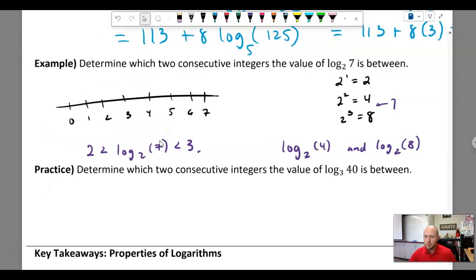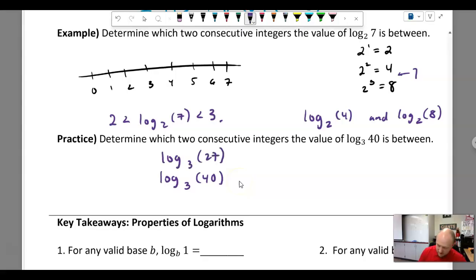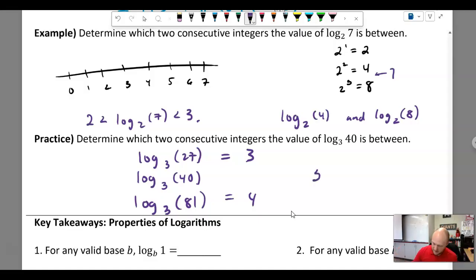All right, go ahead. Please try this for log base 3 of 40. Which two consecutive integers is this value between? Go ahead and try it. Okay, so you have to go to the powers of 3 that you know, and I know that 40 is between 27, where the output is 3, and 81, where the output is 4. That's 3 to the power of 4. So the answer is between 3 and 4. So 3 is less than log base 3 of 40, which is less than 4. So between 3 and 4.